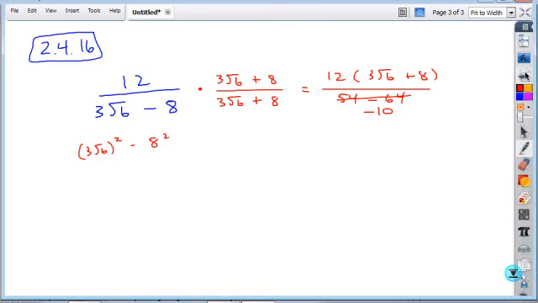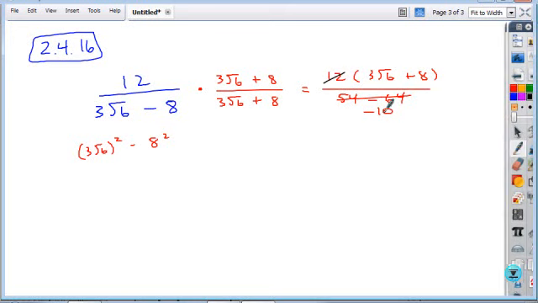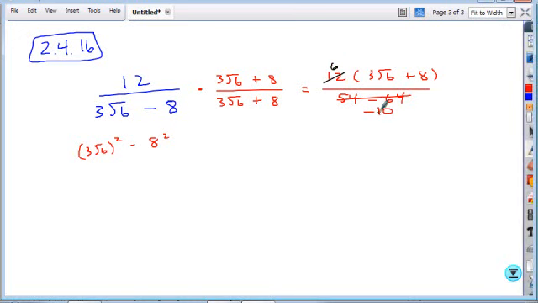And then it's just a matter of canceling common factors here. Okay, so the common factor between 12 and 10 is 2. 2 goes into 12 6 times. 2 goes into 10 5 times. You still have this minus down here.